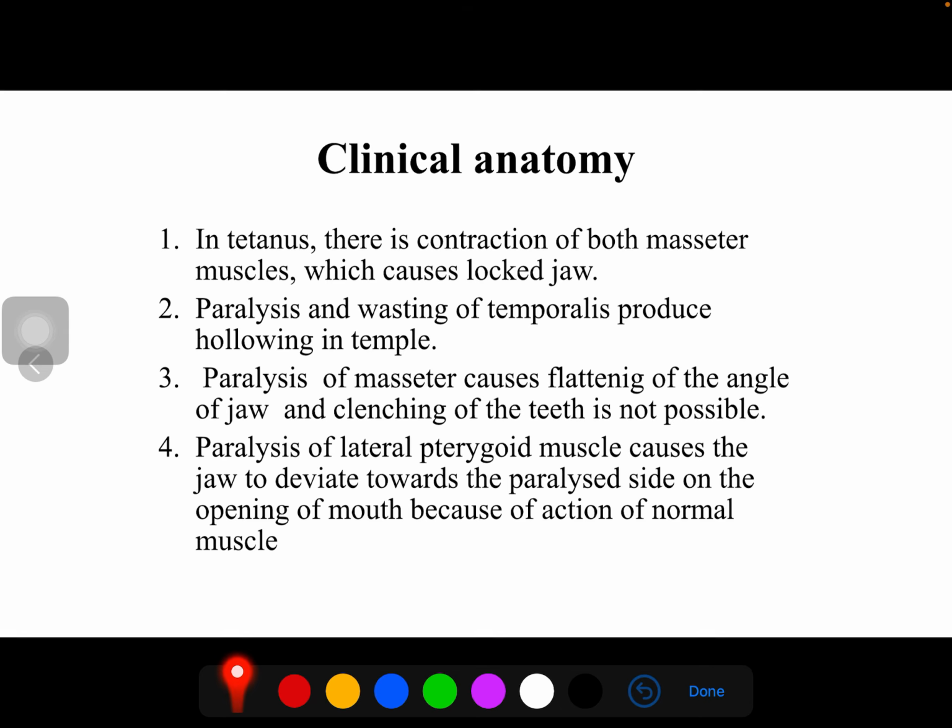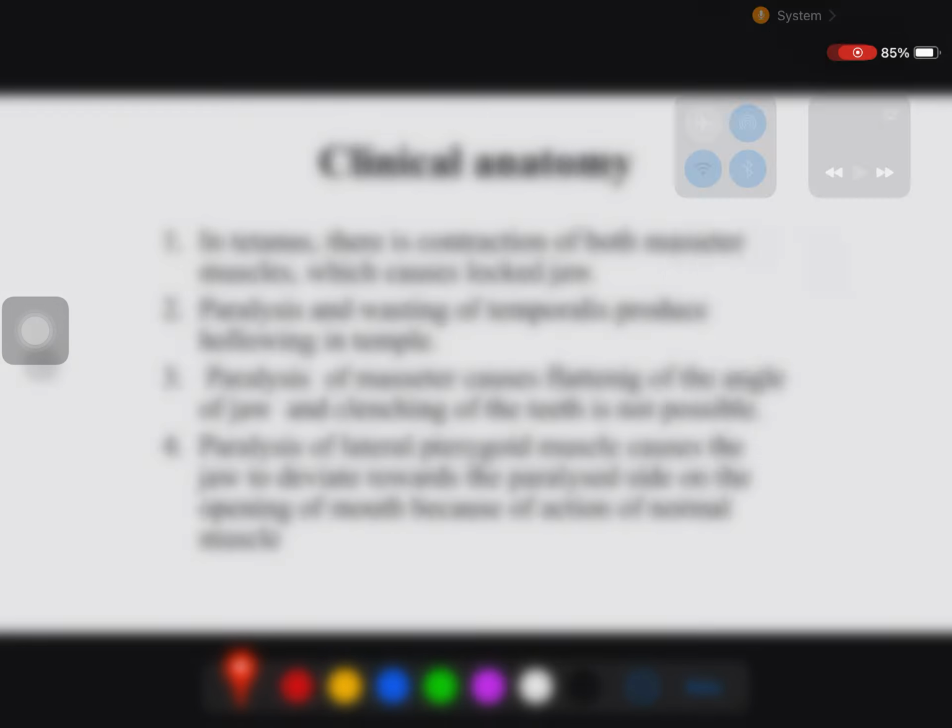In tetanus, there is a contraction of both masseter muscles which causes locked jaw. Paralysis and wasting of temporalis produces hollowing in the temple. Then the paralysis of masseter causes the flattening of the angle of jaw and clenching of the teeth is not possible. The last one, paralysis of lateral pterygoid muscle causes the jaw to deviate towards the paralyzed side on the opening of mouth because of the action of normal muscle. So that's all about the muscles of mastication.